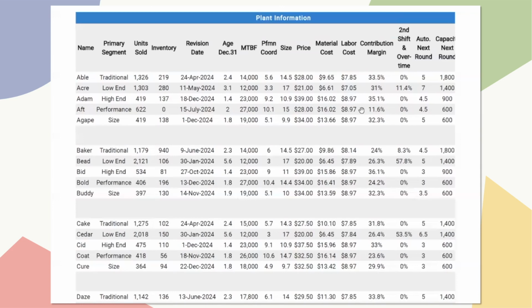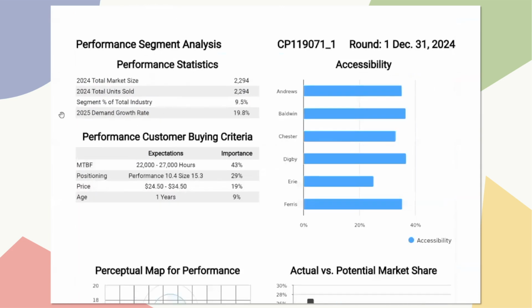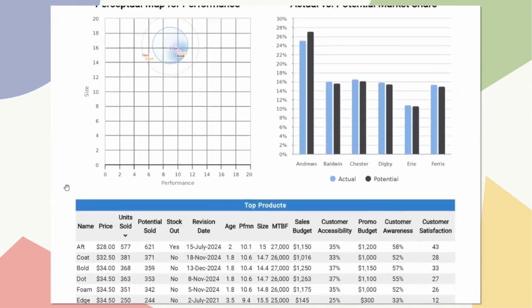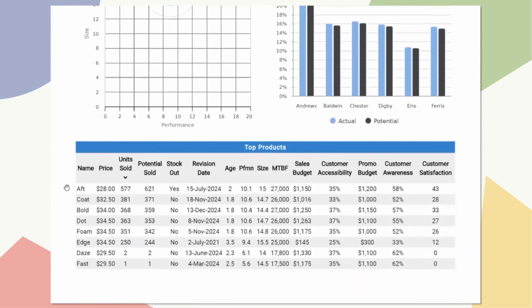In the case of Aft, competing in the performance segment, those customers expect a high MTBF, so cutting material costs is probably off the table. Aft could look to raise its price or increase automation to lower labor costs. A quick glance at the other performance segment products shows us that Aft is priced well below the competition, and there's certainly room to improve the margins with a price increase.